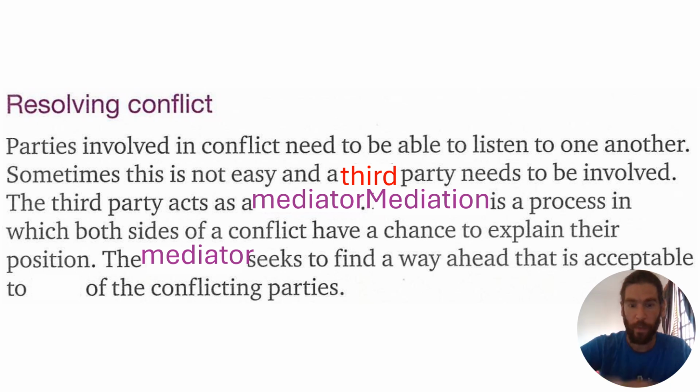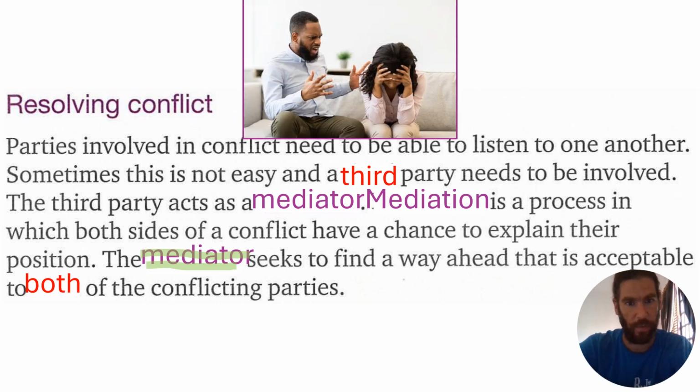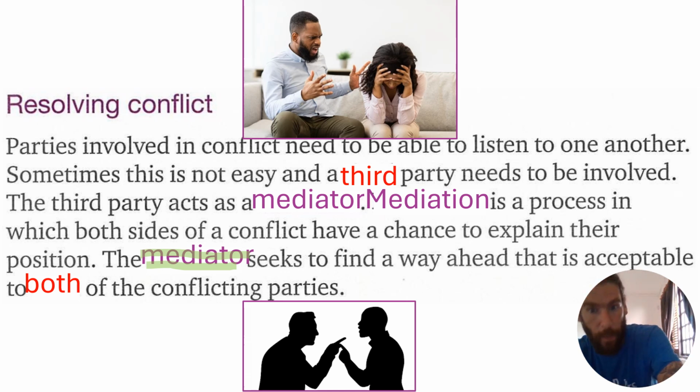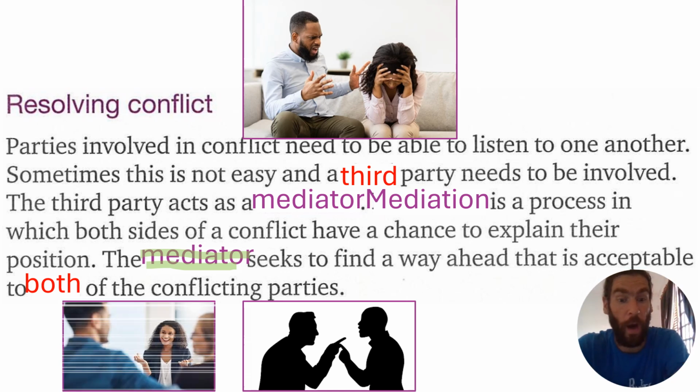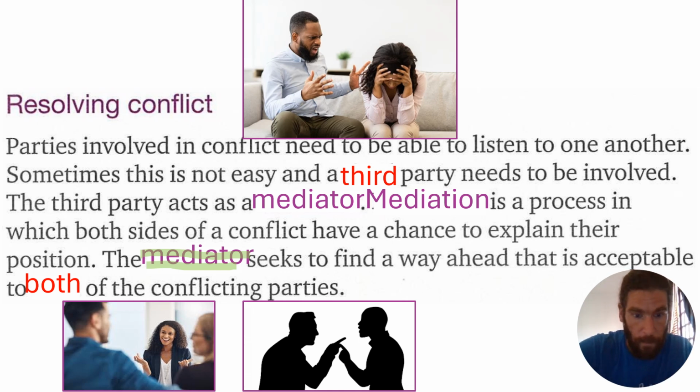And the third party, the so-called mediator, seeks to find a way ahead that is acceptable to both of the conflicting parties. So the third person tries to find a solution that is acceptable to both of the parties. So imagine a marriage in which both parties have an issue with things that are happening. That can be a marriage, or it can be two neighbors, or it can be two colleagues. And a mediator, that would be this lady, tries to find a solution that is acceptable for both parties.